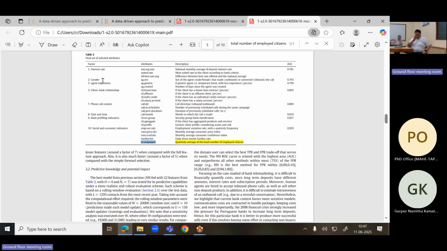So none of these, I think, is so easy to get in only certain. Maybe client-bank relationship, of course, this could be okay. Yes and no type of questions they can answer. But phone call context, date and time, bank profiling indicators, social and economic indicators, they are not the ones which can be directly asked in the question.